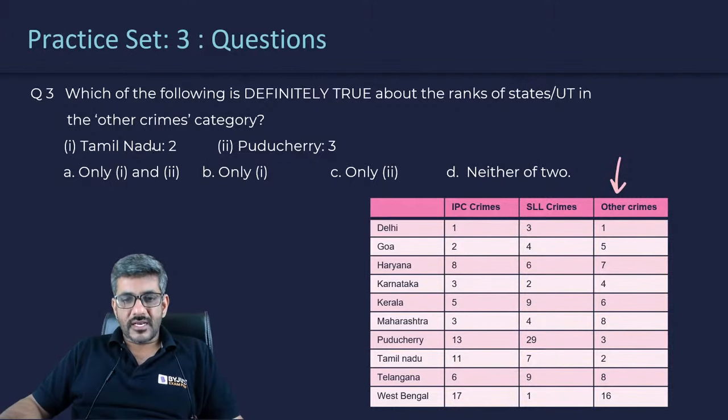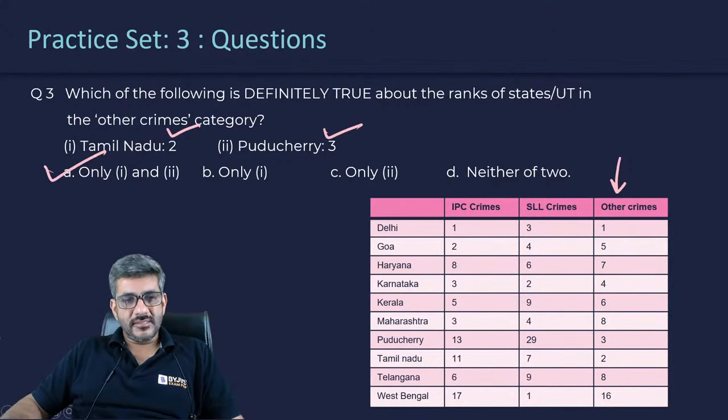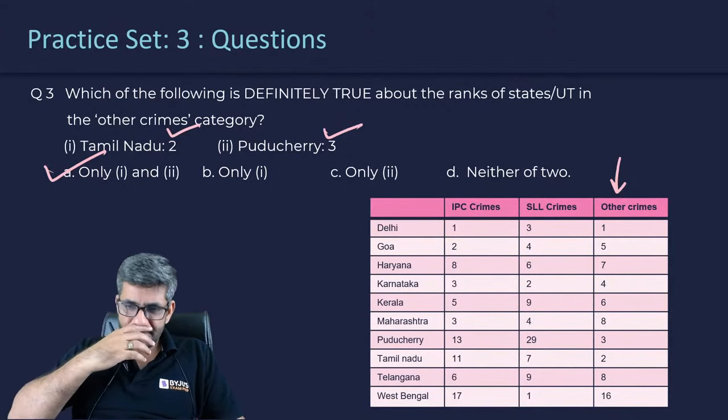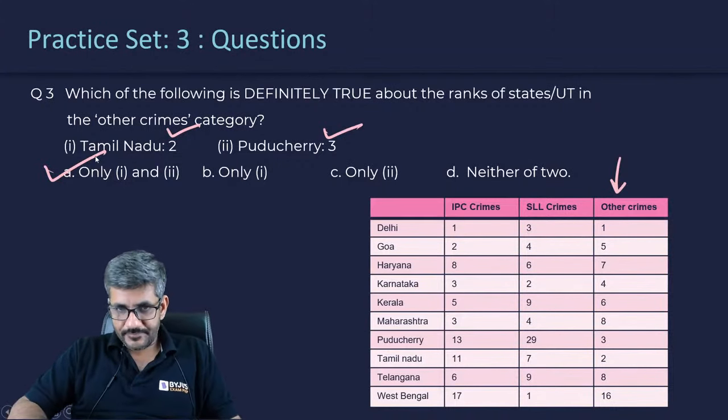Tamil Nadu is rank 2, which is correct. Puducherry is rank 3, which is correct. That means both of them are correct. So my answer should be only 1 and 2. Both 1 and 2 are written. So option A is the right answer.